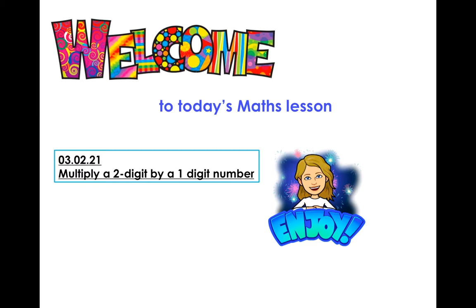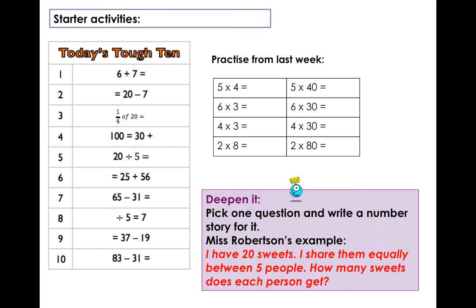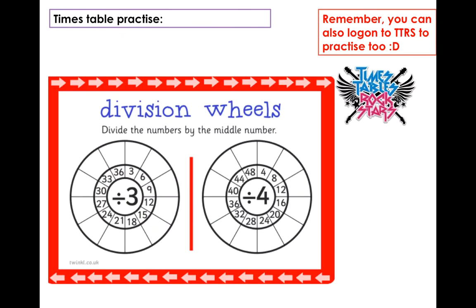So today we're going to continue to work on that and we're going to look at multiplying 2 digits by 1 digit using the partitioning method again, okay? We did that on Monday. So on the PowerPoint there's some Tough 10 and some division wheels to have a go at. So remember you choose the number on the outside, like 6, and divide it by the number in the middle. So 6 divided by 3 or 9 divided by 3.